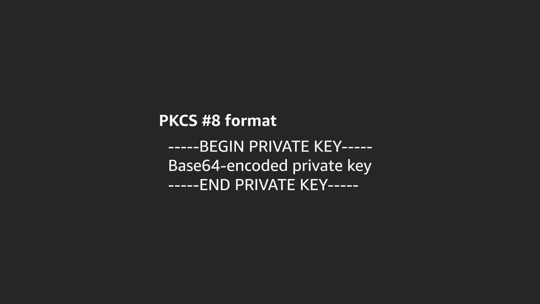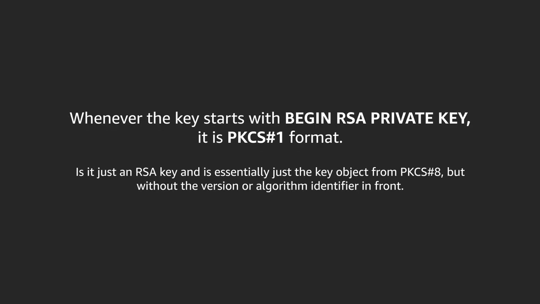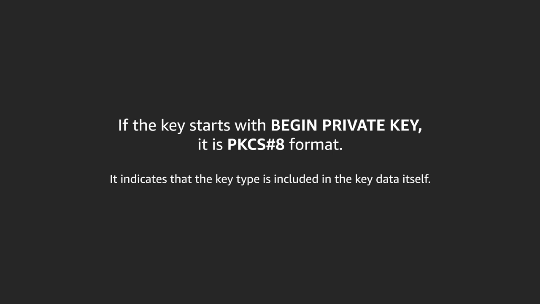For PKCS8 format, it begins with BEGIN PRIVATE KEY. The private key content is still base64 encoded, and it also ends with END PRIVATE KEY. In other words, whenever the key starts with BEGIN RSA PRIVATE KEY, it is PKCS1 format. It is just an RSA key, and it is essentially just a key object from PKCS8, but without the version or algorithm identifier in front. If the key starts with BEGIN PRIVATE KEY, it is PKCS8 format. It indicates that the key type is included in the key data itself, which is not the case with PKCS1.